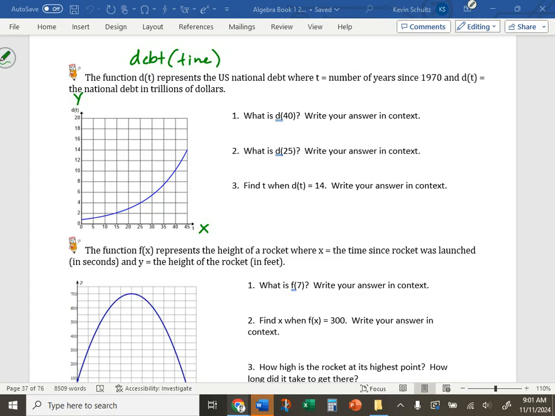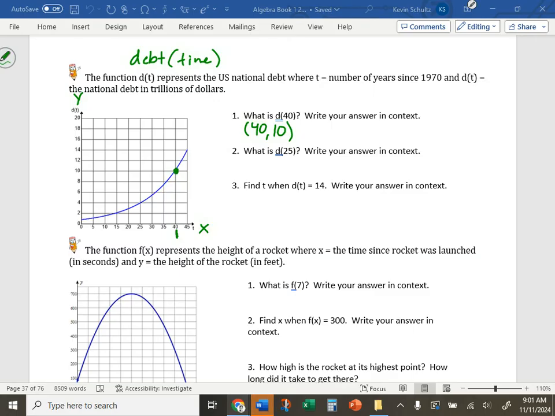X. Because it's been replaced. So on the x-axis, I go to 40. Here it is. What is the y value when x is 40? 10. So the ordered pair for this is 40, 10. Because when x is 40, y is 10. Then it says write your answer in context. That means apply the answer to the situation.